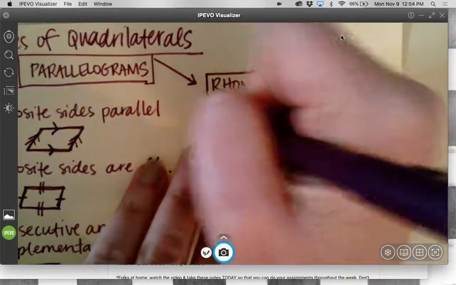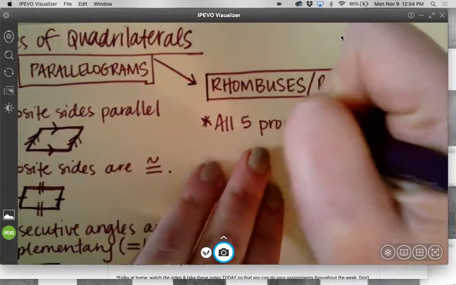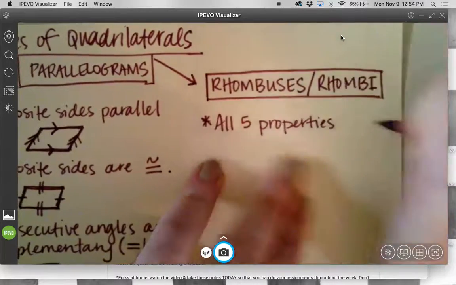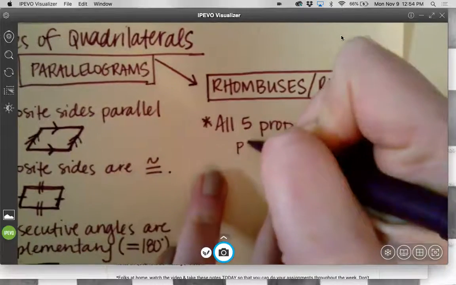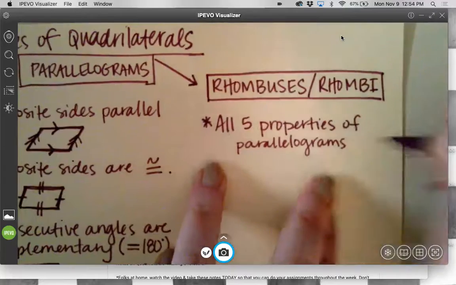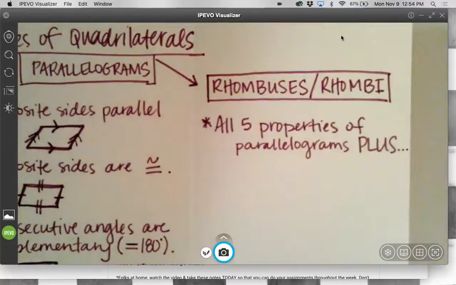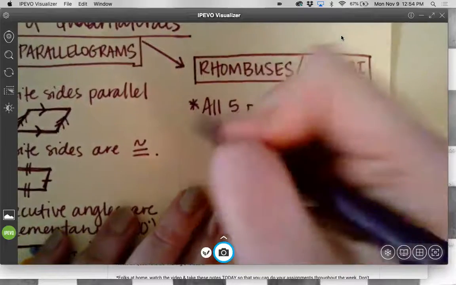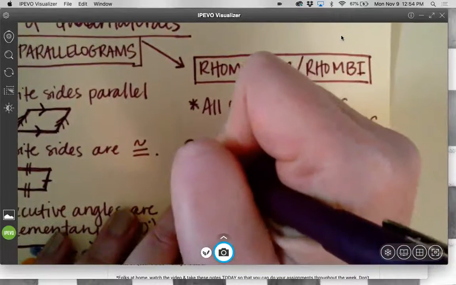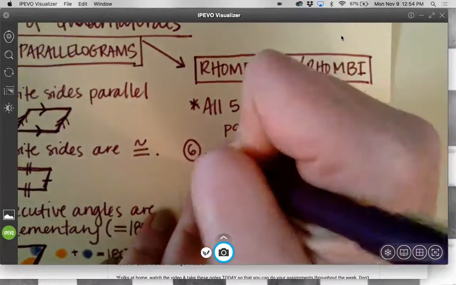So they also use all 5 properties of parallelograms, plus some of their own as well. These have 3, just to give you an idea of how to space out the rest of your column. On a rhombus, remember this is going to be number 6 because 1 through 5 came from the parallelogram properties. Number 6 is that all sides are congruent.